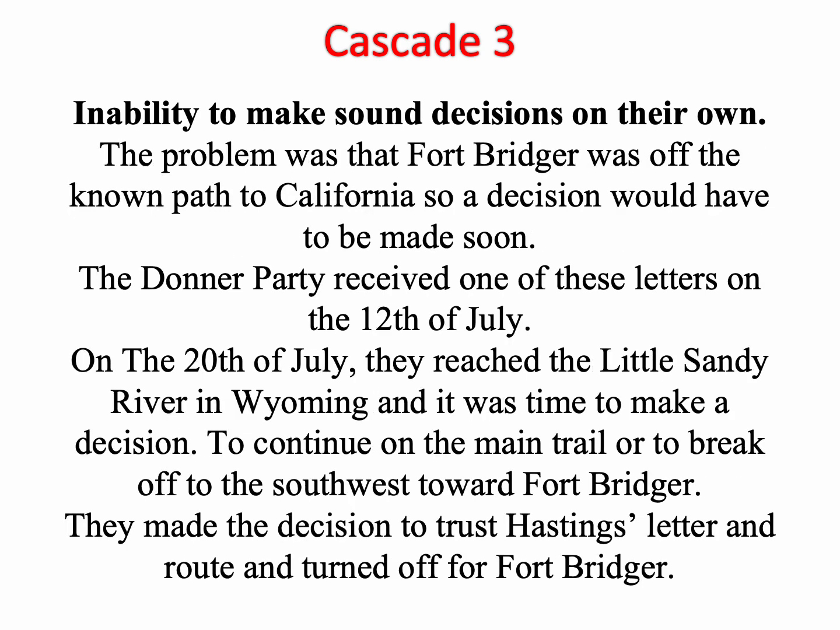Fort Bridger was off the known path to California. Some speculate Hastings was in cahoots with Bridger to get customers to go through his fort. They reached the Little Sandy River and had to make a decision. Most of the people with them took the traditional route. They decided to take the cutoff.